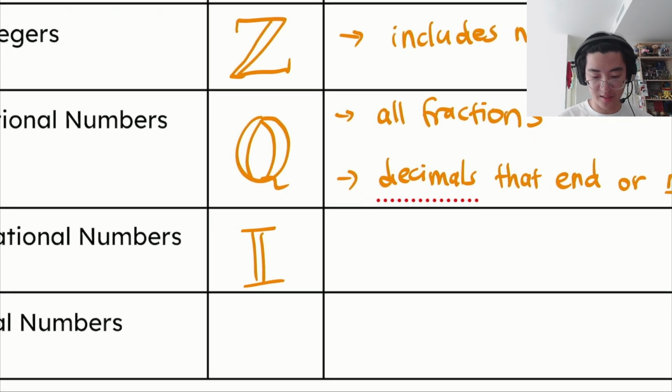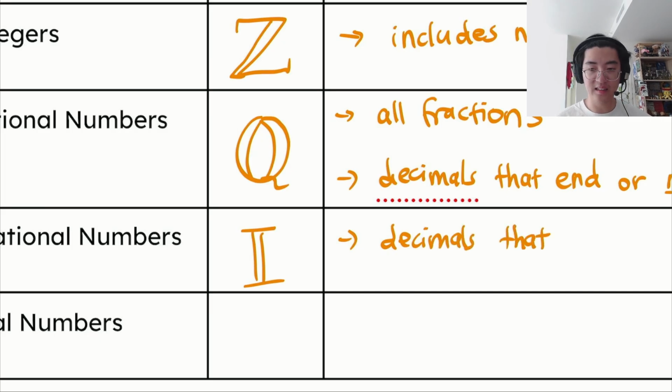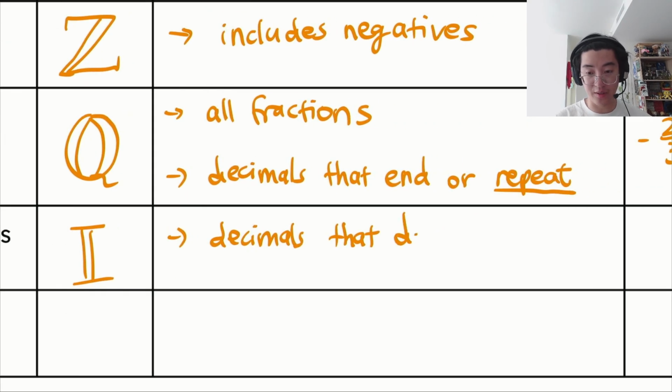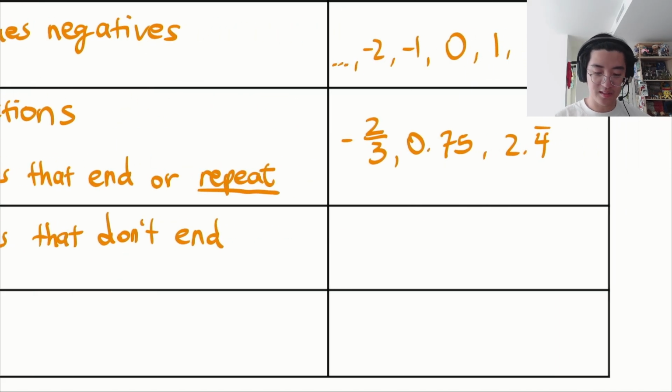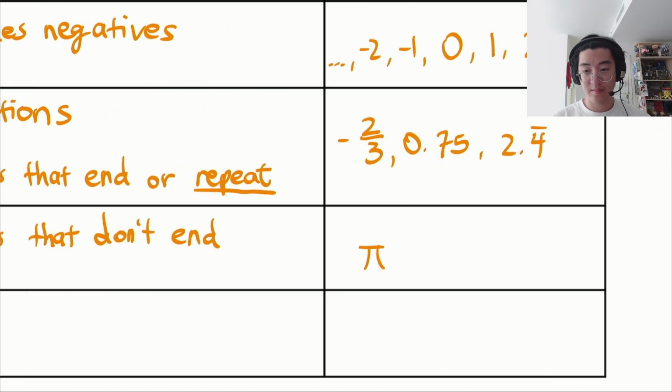Irrational numbers are decimals that don't end, aka things that cannot be put into a fraction. So for example, say pi. Pi is 3.14159, and so on and so forth. This is a decimal that goes on forever.